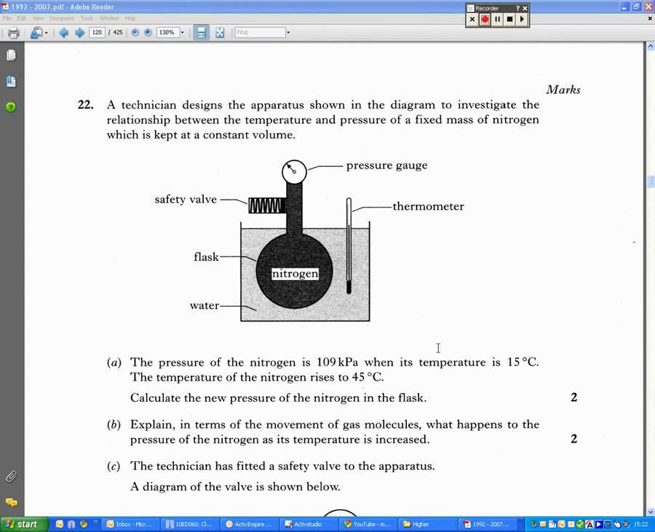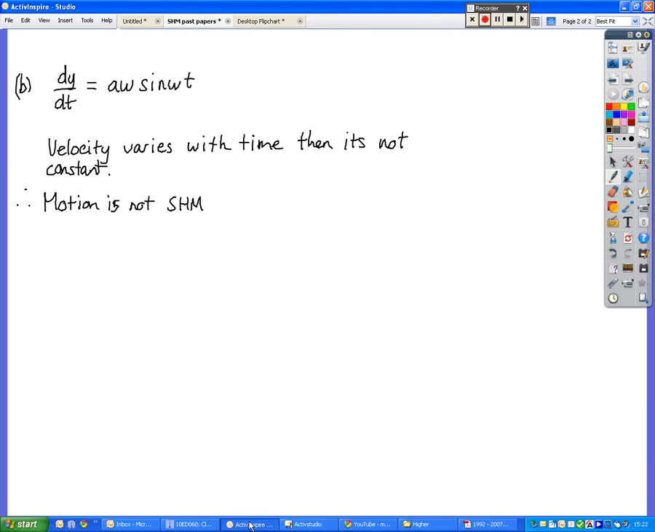So the pressure of nitrogen is 109 kilopascals when its temperature is 15 degrees. So that's P1 and T1. The temperature of nitrogen rises to 45 degrees Celsius, so that's T2. Calculate the new pressure of the nitrogen in the flask. So that's what we're looking to do first of all.